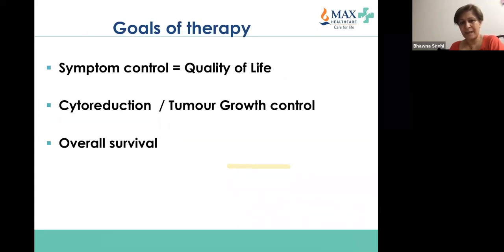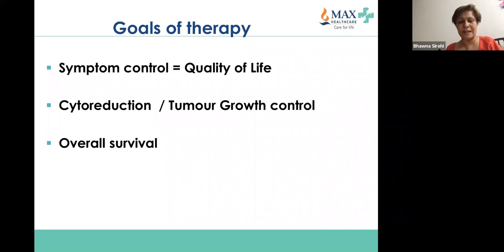The goals of treatment, I think the most important is symptom control and quality of life. So what are you palliating? If a patient has liver mets and is completely asymptomatic, is playing golf and going to the gym, then might as well let him lead his life rather than come to the hospital every month for an injection, or even start on any other targeted treatment.